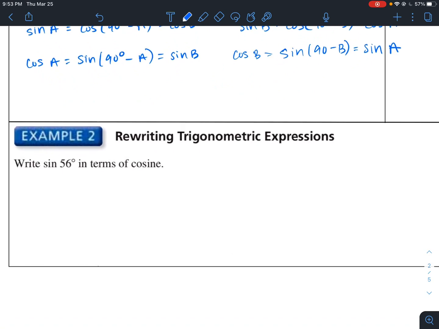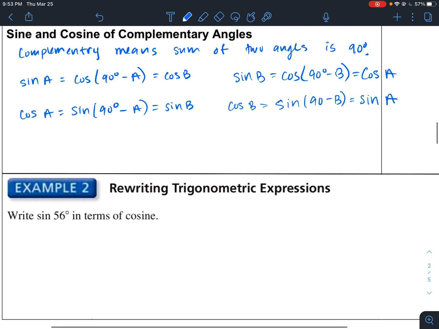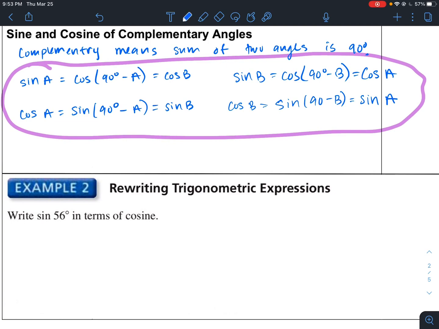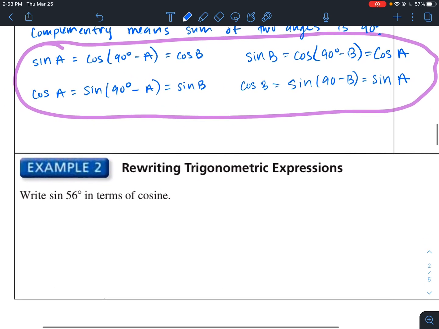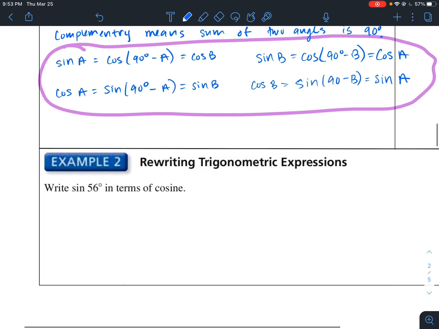So in this example right here, we want to rewrite a trigonometric expression. So just keep these in mind right here. These are what you're going to want to use. You can call these conversion equations. So we want to write sine of 56 in terms of cosine.